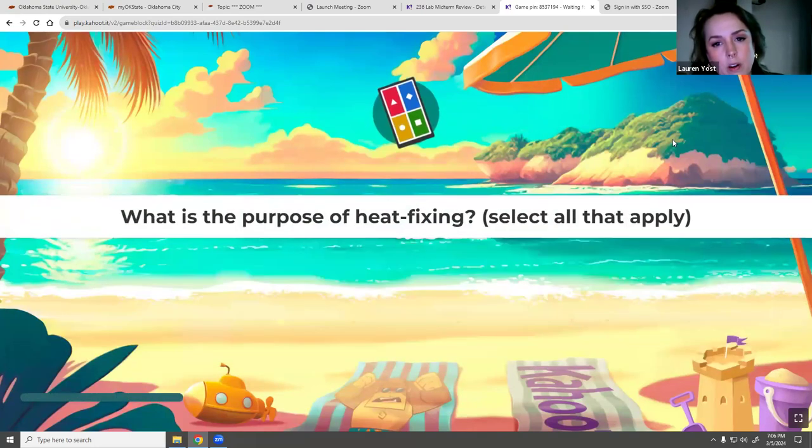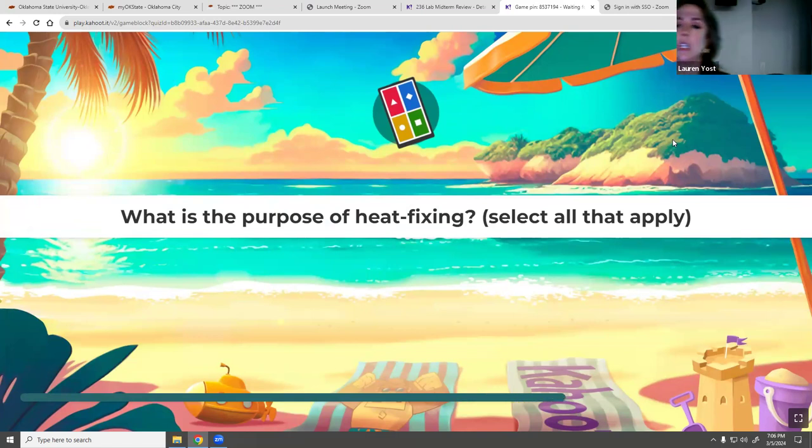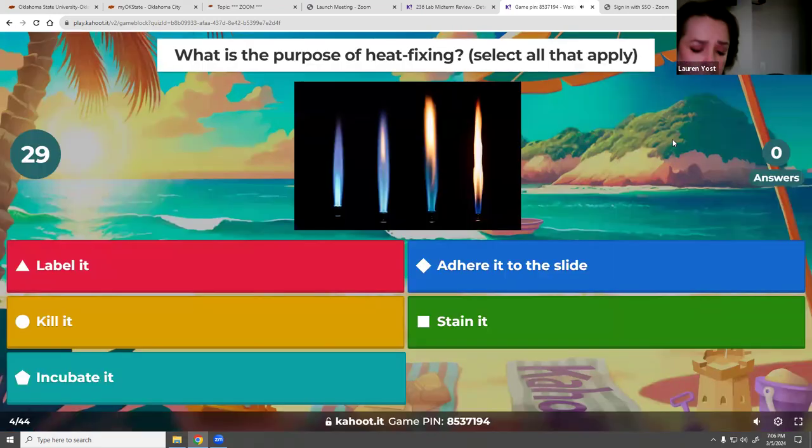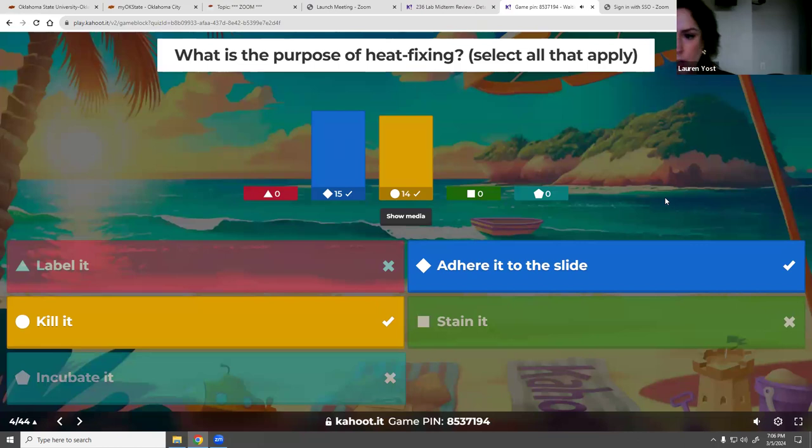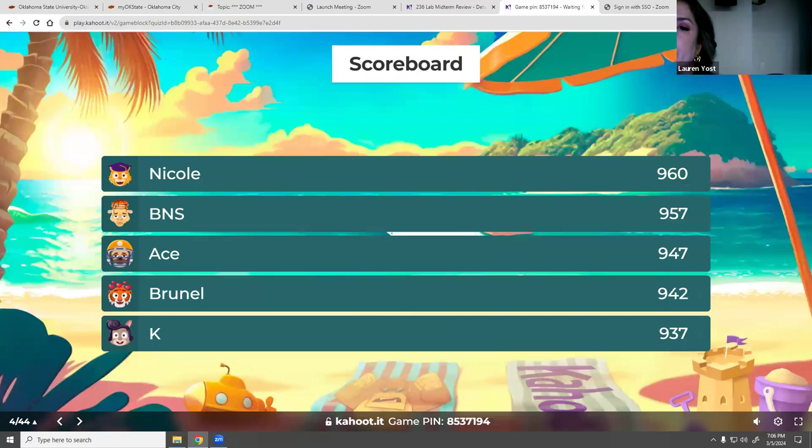Or it could be more than one. What is the purpose of heat fixing? So the heat fixing itself, what does it do for us? All right. So yes, adhere to the slide and kill it. You guys did great. Good job. I'm very impressed.